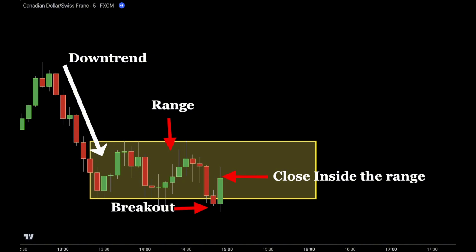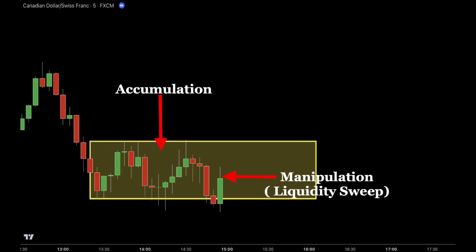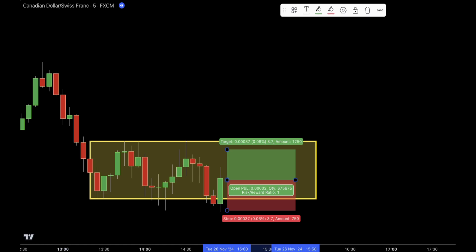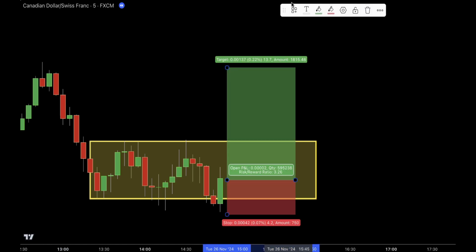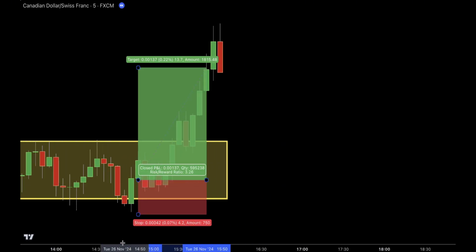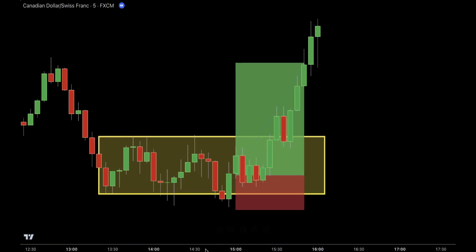As a smart money trader, you recognize this as a classic bullish power of 3 pattern. You can now see the 3 phases: accumulation, manipulation, and the potential for a markup, which is the acceleration phase. Here's how to trade it. Enter at the close of the candle that closes back inside the range. Set your stop loss just below the candle that made the breakout. Your target is the next key resistance level. Look at what happens next. The market moves upwards just as expected.